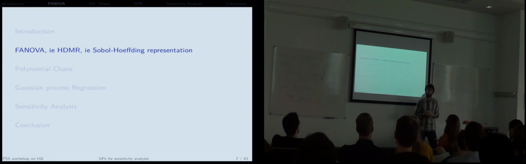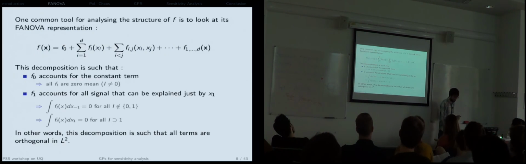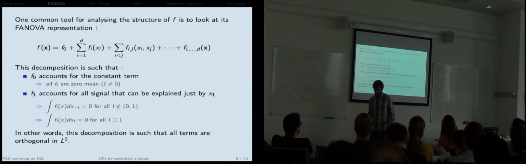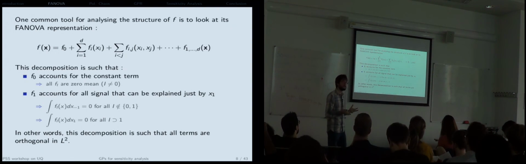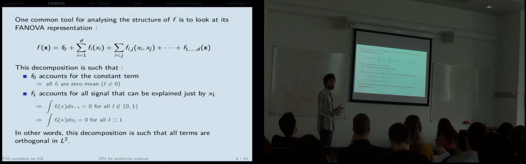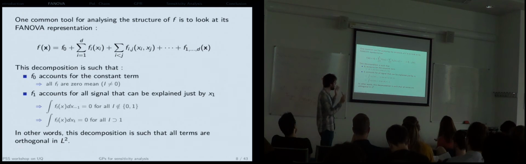But we are now going to see tools that are a bit more precise and more helpful. A common representation of a function, if you want to study its internal structure, is this decomposition. It has many names. It can be called the FANOVA representation. It can be called the HDMR, for high-dimensional model representation, the Sobol decomposition, the Hoeffding decomposition, the Sobol-Hoeffding decomposition. Depending on the literature, there are lots of names for that.